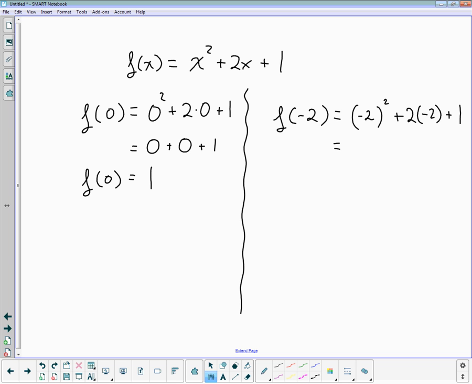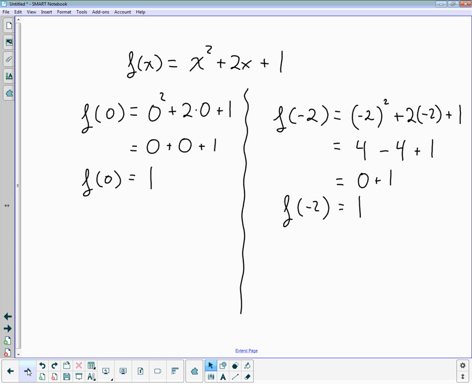And what's negative 2 times negative 2? Positive. And negative 2 times 2? Negative. And plus 1. That didn't change. So 4 minus 4? 0. Okay. So there's an important thing that just happened. I gave it a 0, and it came out with a 1. And then I turned around and gave it a negative 2, and it came out with a 1.